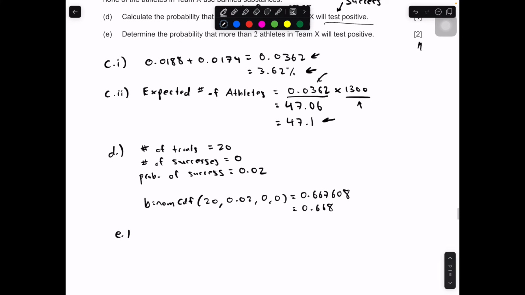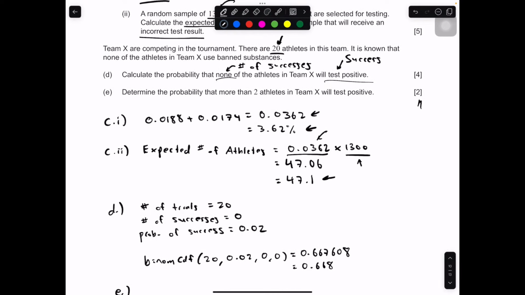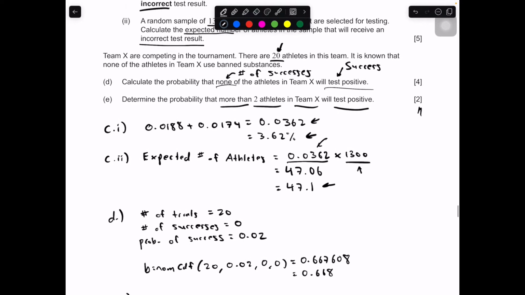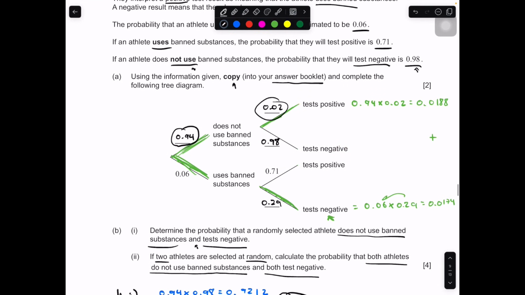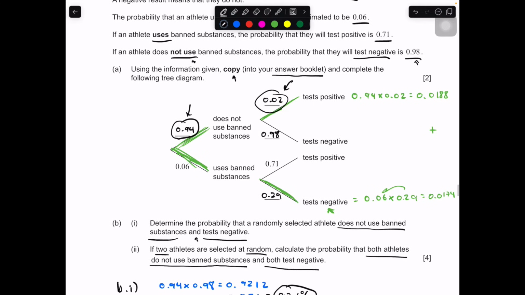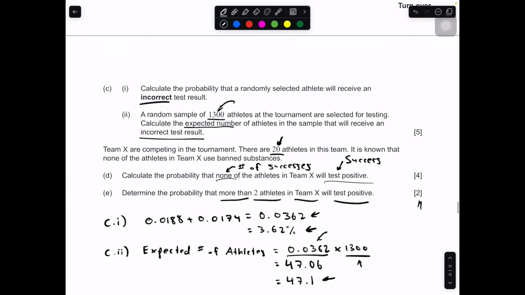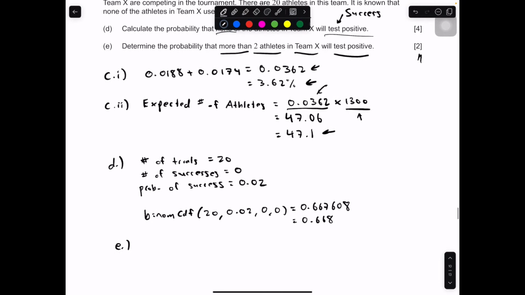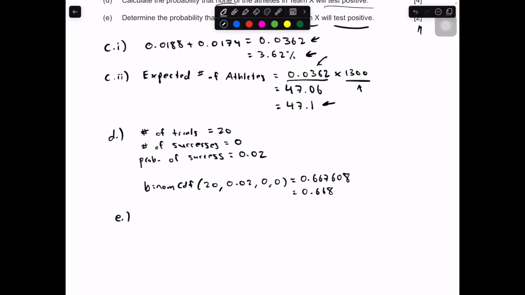So let's do question E. Determine the probability that more than 2 athletes in Team X will test positive. So this is still these individuals that do not use banned substances. This is the probability of success. I mean, it's not exactly a success to test positive, in this case at least, in most cases generally. But we can define success. You can kind of think of it as probability of occurrence. Okay, so let's go ahead.